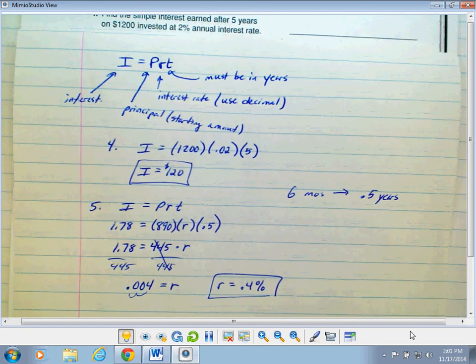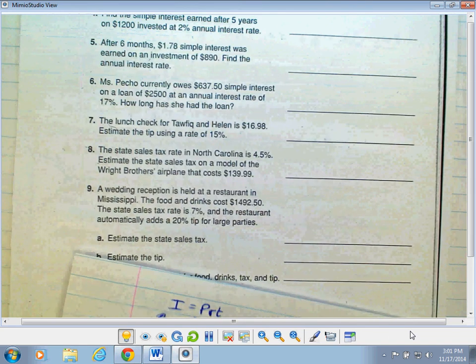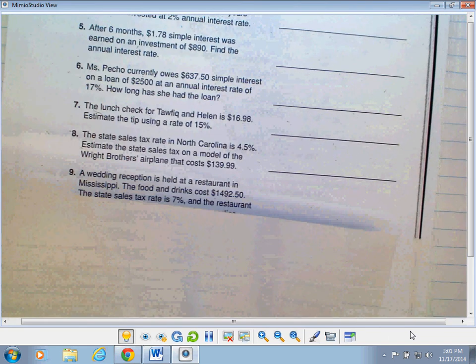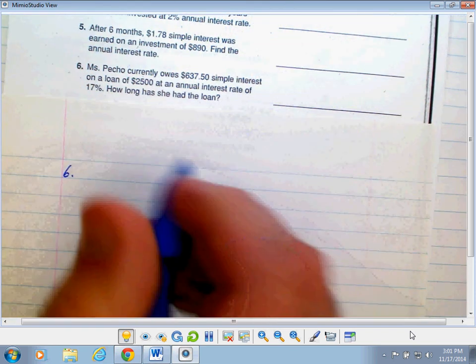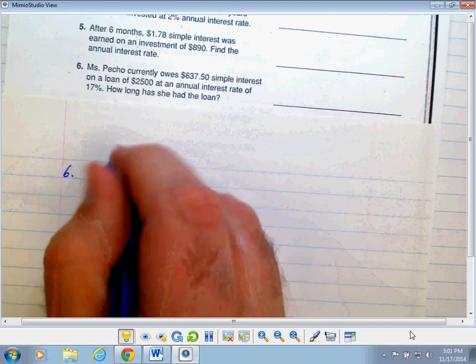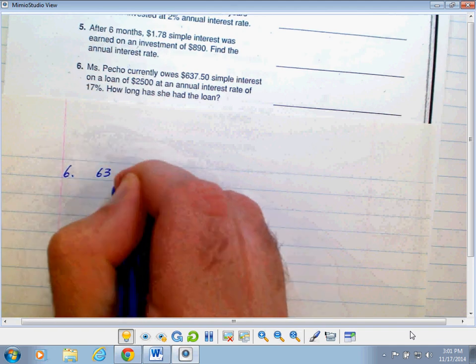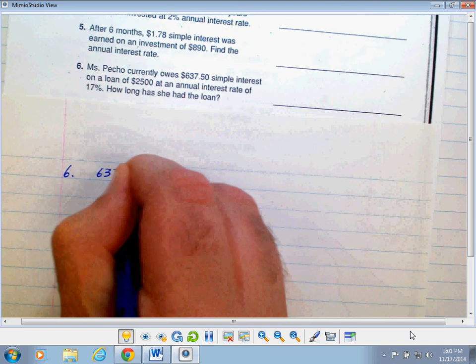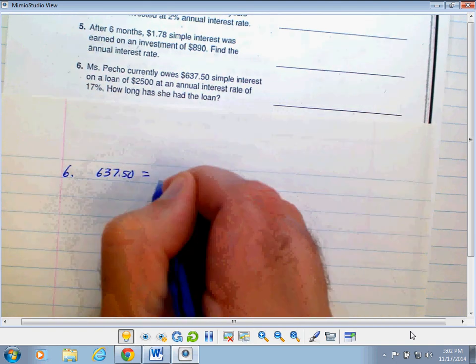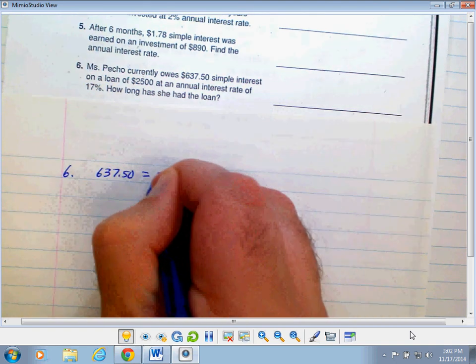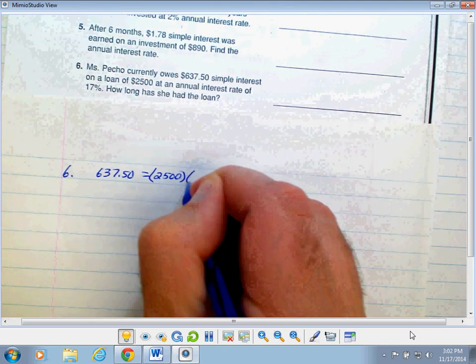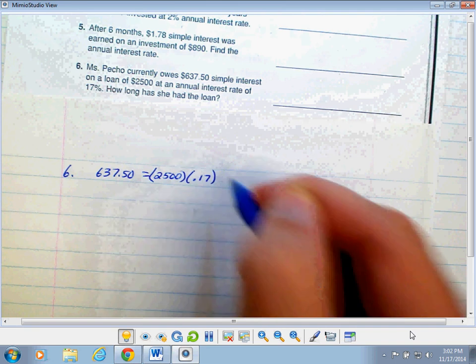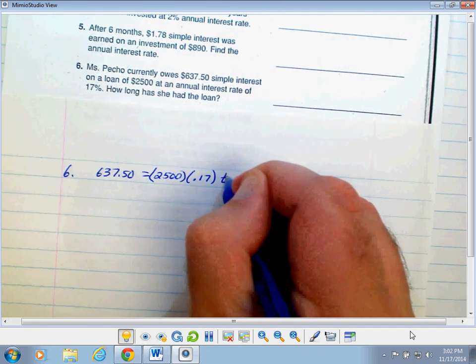Alright, let's do number 6. Same kind of thing, one more time, an interest problem. Okay, number 6. I have $637.50 of interest. It says the principal loan is $2,500. The rate is 17, so I put it as 0.17, times the time, the only thing missing.